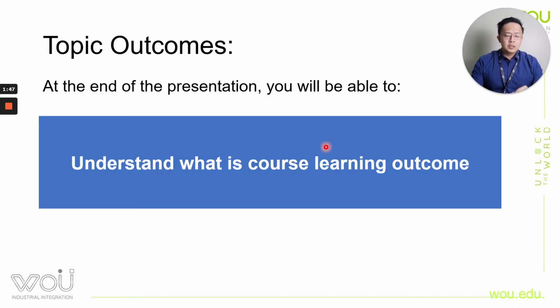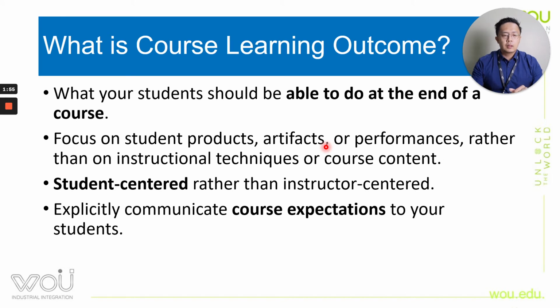So at the end of this video, you should be able to understand what is course learning outcome. Okay, so what is course learning outcome? Again, course learning outcome measures what the students are able to do at the end of the course. So at the end of your course, what ability or skill the students can demonstrate is what you're going to state in your course learning outcome.